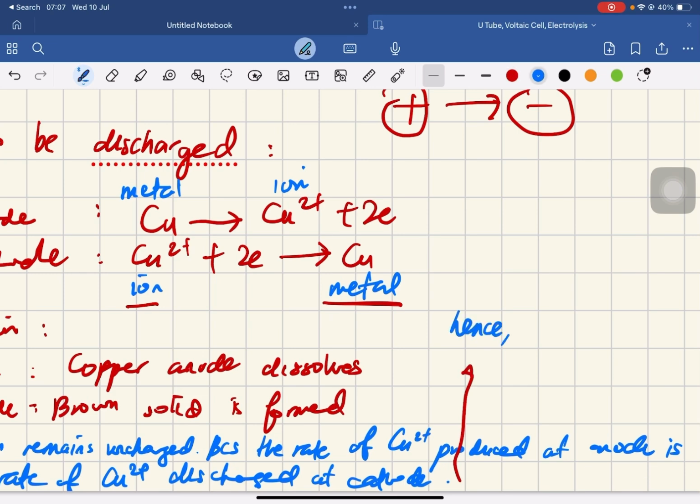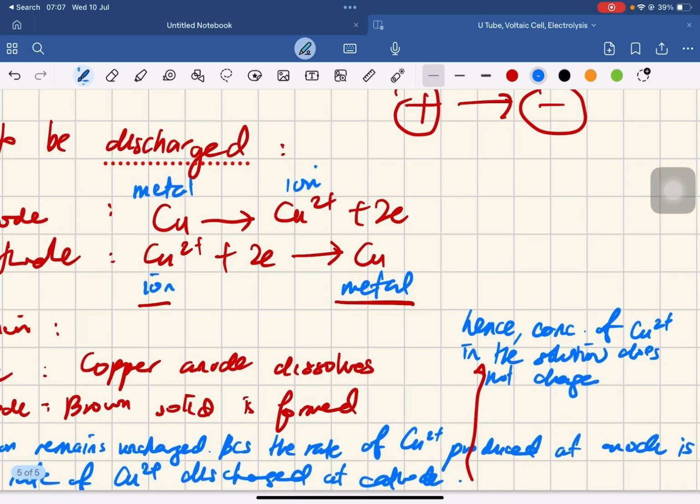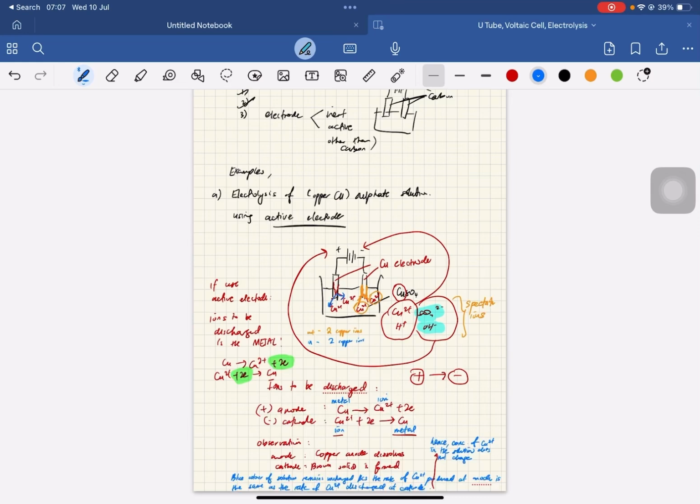Hence, the concentration of Cu2+ ion in the solution does not change. Two in, two out. That's basically it.